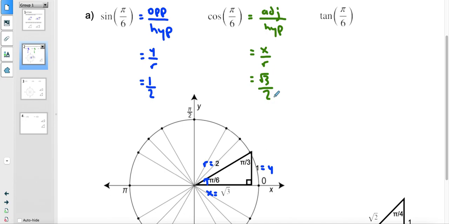Okay, last one, tan of pi over 6. Again, we know tan is opposite over adjacent. The opposite side represents my y value, and the adjacent side represents my x value. So tan of pi over 6 is equal to y over x, or in this case, it's equal to 1 over the square root of 3.